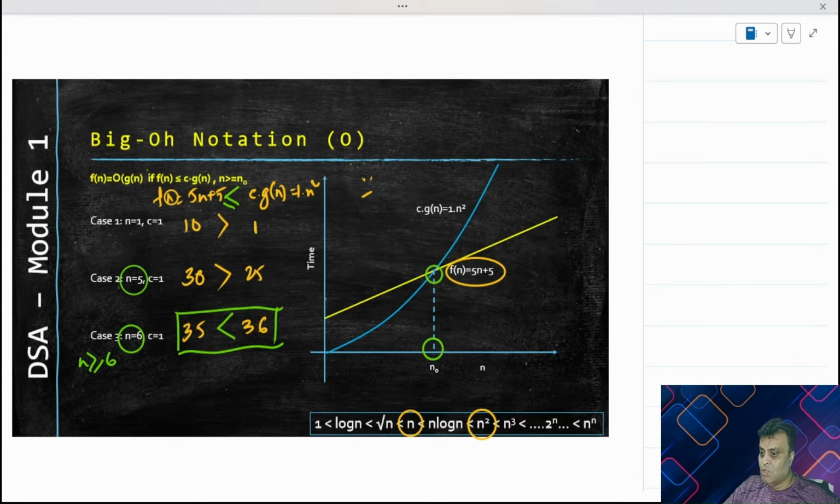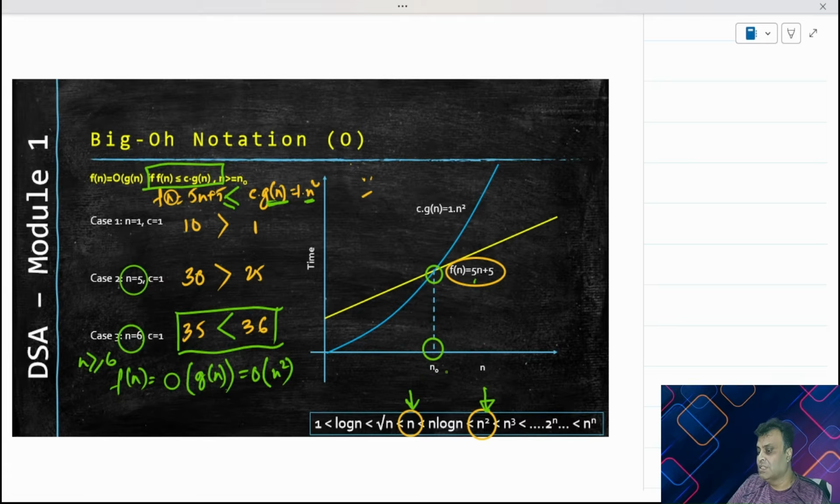So this rule becomes true. If this rule becomes true, what is your Gn? Your Gn is N square. So if Gn is N square, you can definitely write that Fn is bounded at the top, which means Fn is big omega of N square. And therefore we proved that this is also the upper bound of this function.